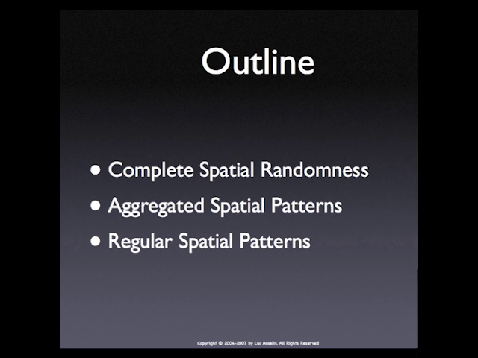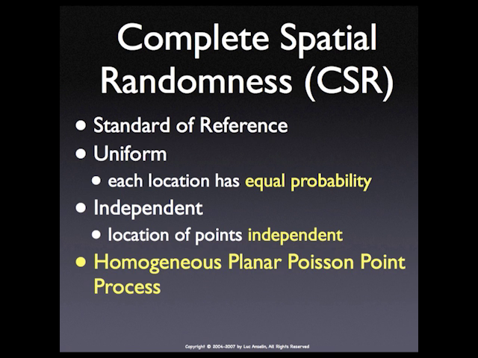So we start with complete spatial randomness, or CSR as it's often referred to in the literature. And as I mentioned, this is a benchmark, a standard of reference. And it's a reference that is characterized by two major properties. One is uniformity, which means basically that each location has the same chance, the same probability of having an event occur there. So you look at a map of, say, the city of Buffalo, anywhere in that city has the same chance of having a homicide.